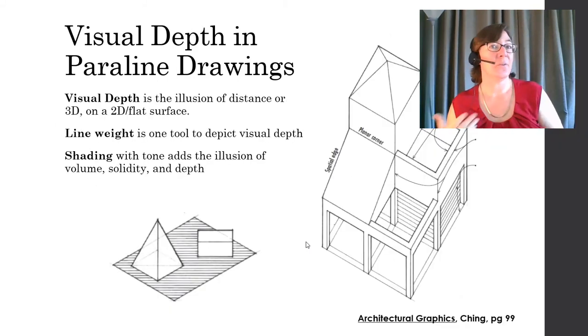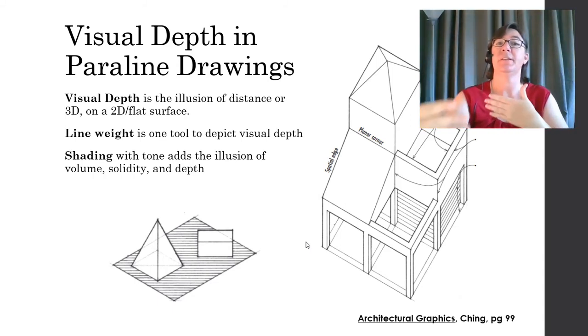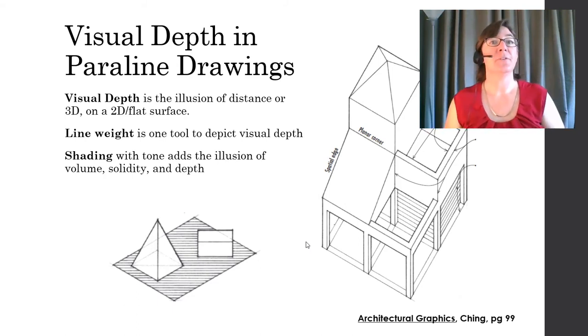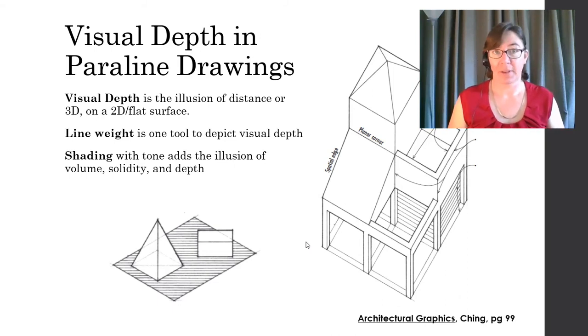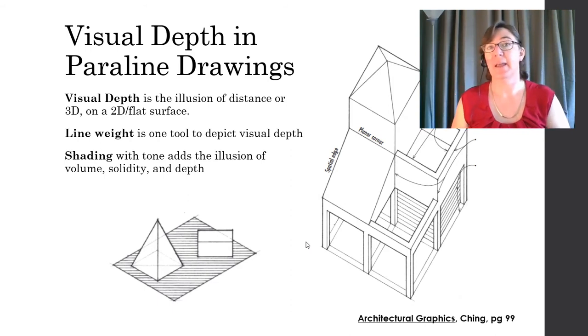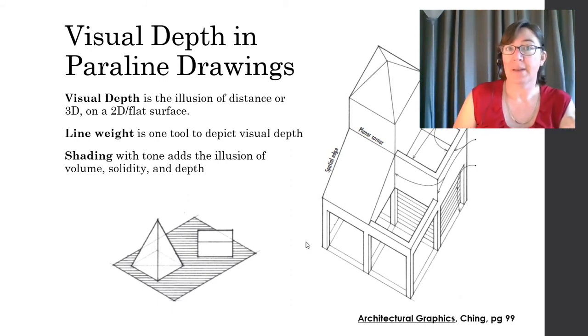The last thing I want to talk about in this video is visual depth in Paraline drawings. So you'll remember that visual depth is the illusion of distance or three-dimensionality on your two-dimensional flat surface drawing. All right, and we already learned two different ways, and actually several others, to illustrate visual depth or depict it. And one is line weight, and the other is shading. All right, and both of those are appropriate and work well for Paraline drawings.